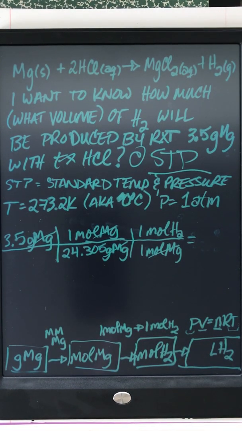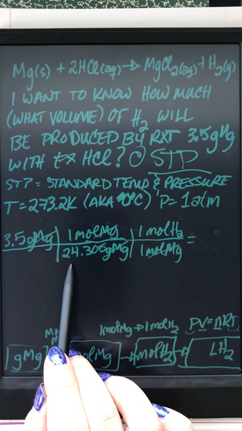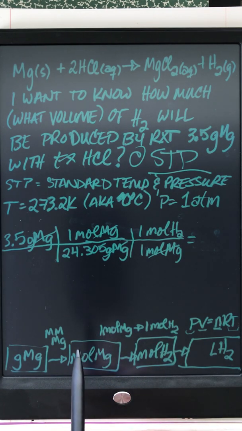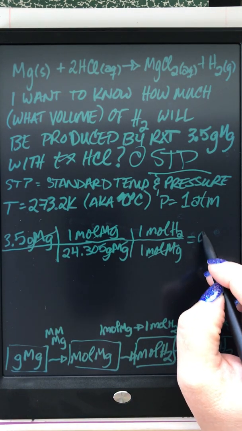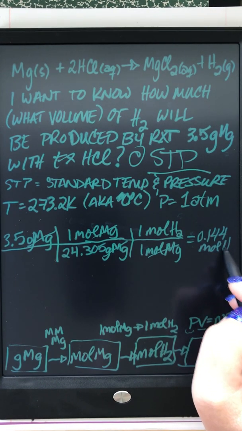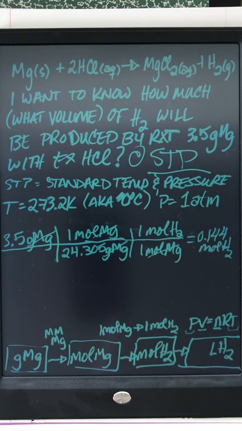So what does that give me? When you add all of it together so far, we've got 3.5 divided by 24.305. So it's 0.144. The others are zeros. Perfect.